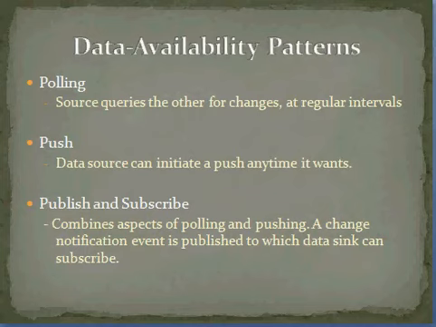A data availability service lets the integration broker know the arrival of new data to the system. It takes the responsibility of transferring new and changed data between source and destination. It does it in the following three ways. Polling. The source requests the target to let it know about the changes, and does it typically at regular intervals. Push. In this case, the source can communicate the changes to the data sink anytime it wants. Publish and subscribe. Combines the aspects of polling and pushing. When a change is made, a change notification event is published to which the data sink can subscribe.